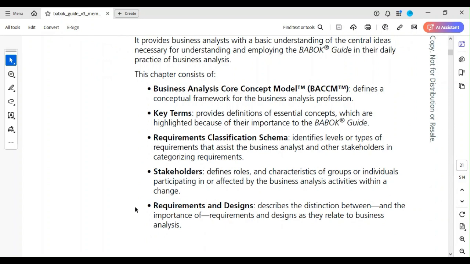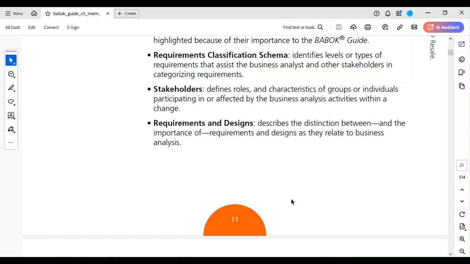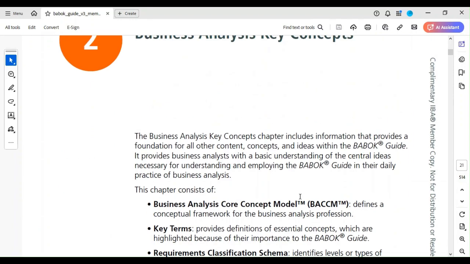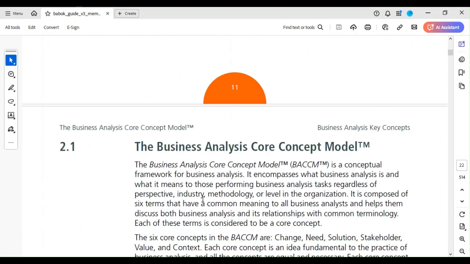Requirements classification schema identifies levels or types of requirements that assist the business analysts and other stakeholders in categorizing requirements. Stakeholders defines roles and characteristics of groups or individuals practicing in or affected by the business analysis activities within a change. Requirements and designs describes the distinction between, and the importance of, requirements and designs as they relate to business analysis. So again, this chapter contains: business analysis core concept model, key terms, requirements classification schema, stakeholders, and requirements and design. Let's move right into it.